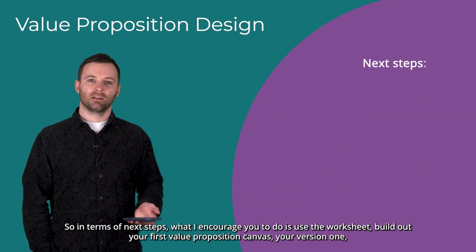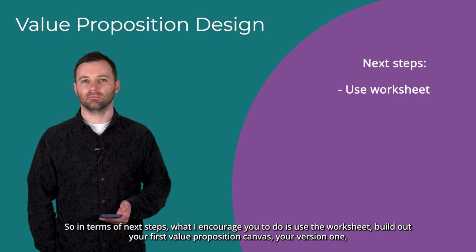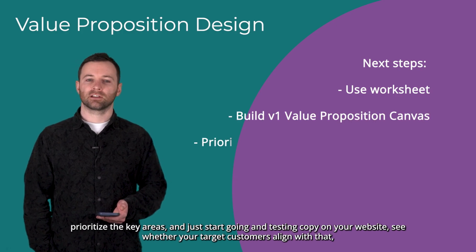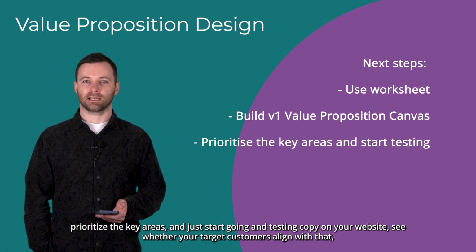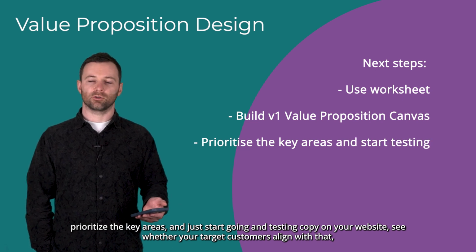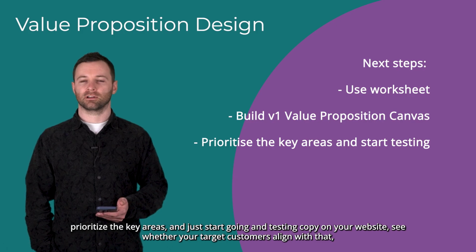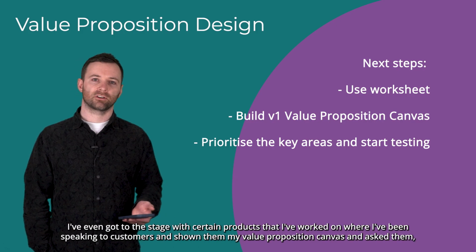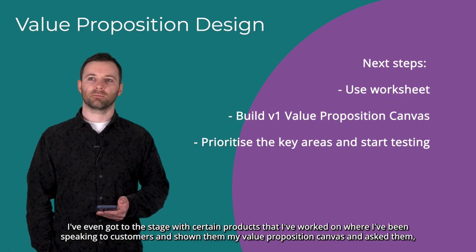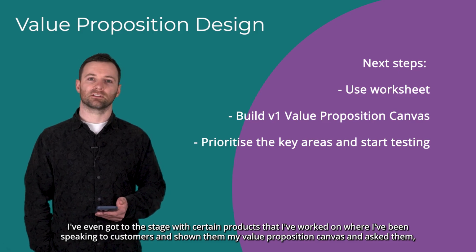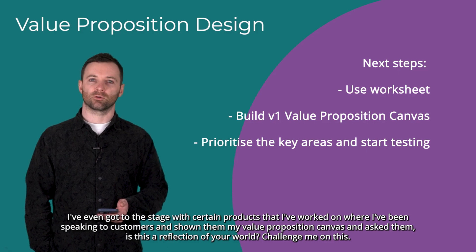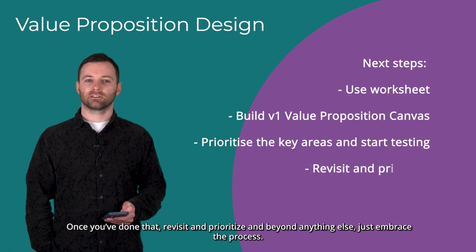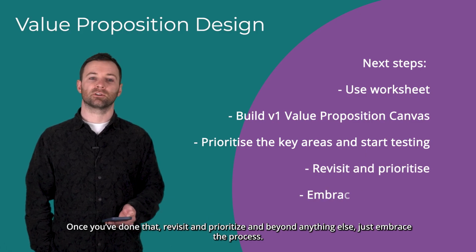So in terms of next steps, what I encourage you to do is use the worksheet, build out your first value proposition canvas, your version 1, prioritize the key areas, and just start going and testing copy on your website, see whether your target customers align with that, and really go out and have as many customer conversations as you can. I've even got to the stage with certain products that I've worked on where I've been speaking to customers and shown them my value proposition canvas and asked them, is this a reflection of your world? Challenge me on this. Once you've done that, revisit and prioritize, and beyond anything else, just embrace the process.